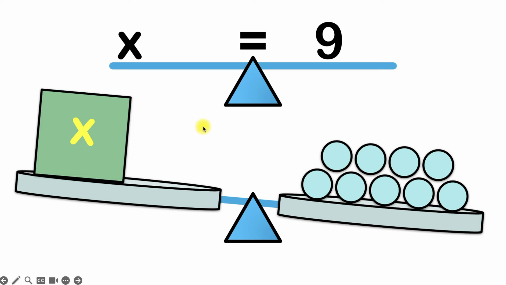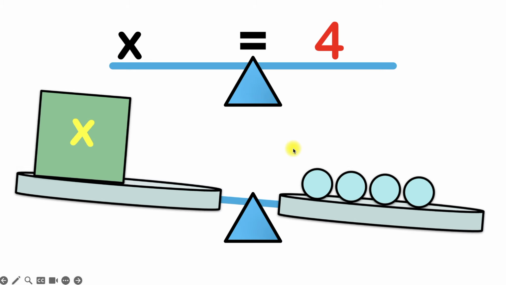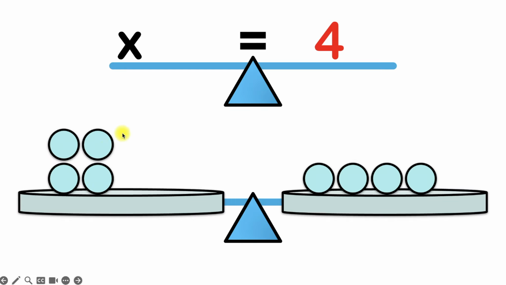Well, since we removed 5 marbles from this side, the only way to balance that is to do the exact same thing on the right, which is to remove 5 from this side. So let's do it. And now we don't have 9 marbles, now we have 4 marbles. And that evens out our scale. Now that the scale is even, that means that x equals 4, because there's 4 on this side as well, which makes a true statement.